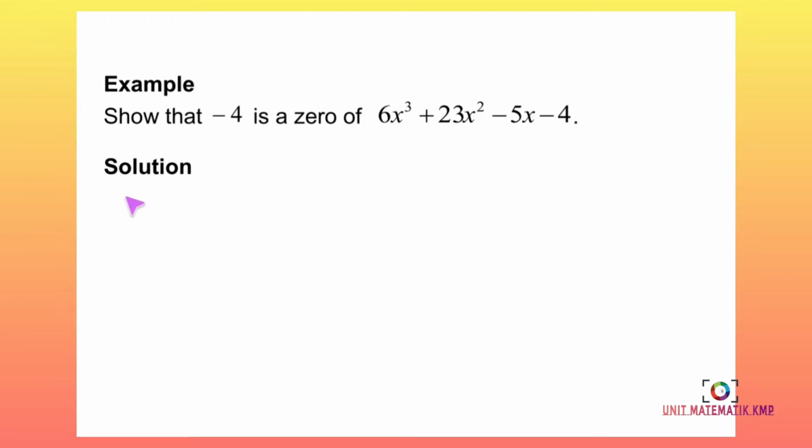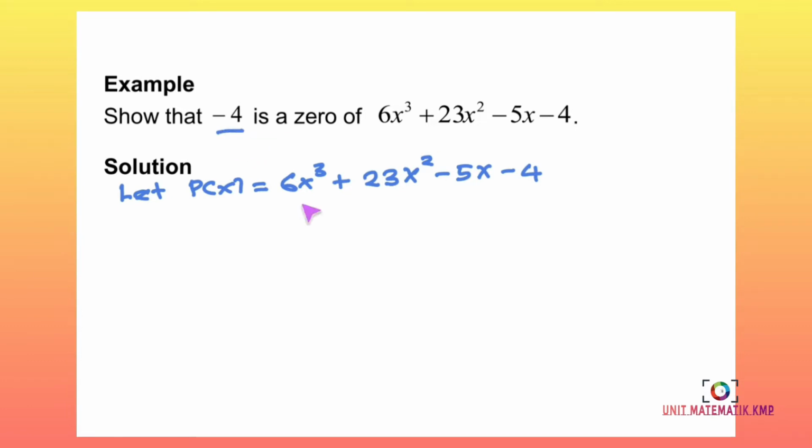Firstly, we need to let P(x) equal to the equation 6x power 3 plus 23x squared minus 5x minus 4. To show that negative 4 is a zero of P(x), all we need to do is substitute x with negative 4. So, P(negative 4). Substitute all of the value of x with negative 4.